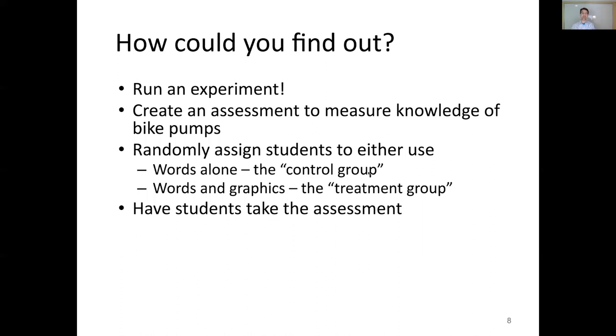Well, running an experiment would be a great way to do it. You'd create an assessment that could measure students' knowledge of bike pumps. You would randomly assign students to either use the words alone condition, that instruction, or the words and graphics condition, because the hypothesis here, the multimedia hypothesis, is that the graphics are gonna help. That's the treatment group. The words alone are the control group. And then after students go through that instruction, you would give them your assessment to see who scores better on the measure of knowledge of bike pumps.